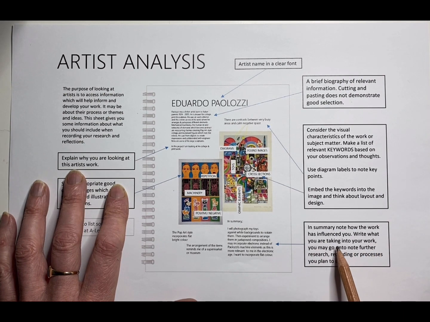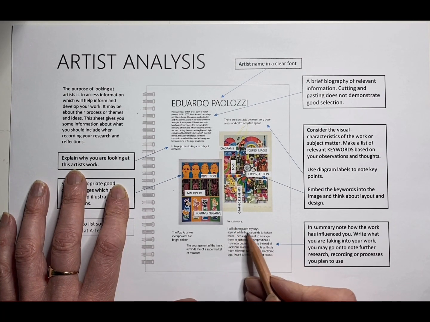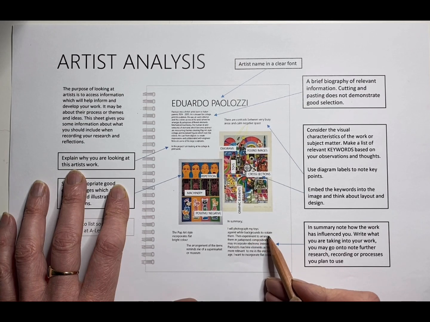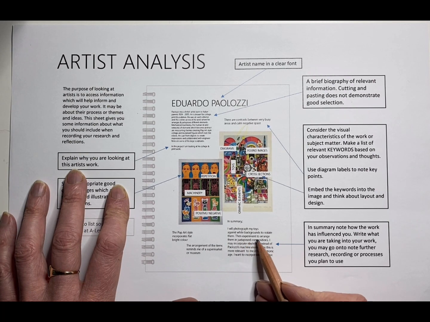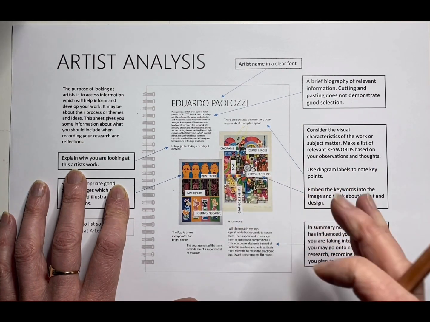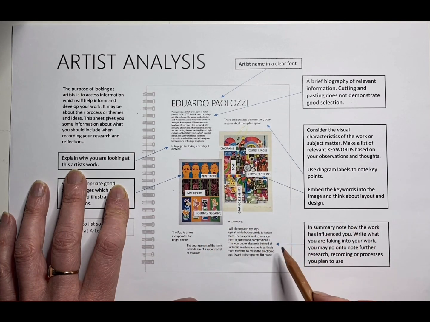Write what you think you're going to take forward into your future work, or what research you might need to do next. So in summary, I've said, I will photograph my toys against white backgrounds to isolate them. I've done that to make it a little bit easier in case I need to cut them out. Then experiment to arrange them in juxtaposed compositions, just like this, where things are all jumbled together. They're ordered rather than thrown together like in a toy box.